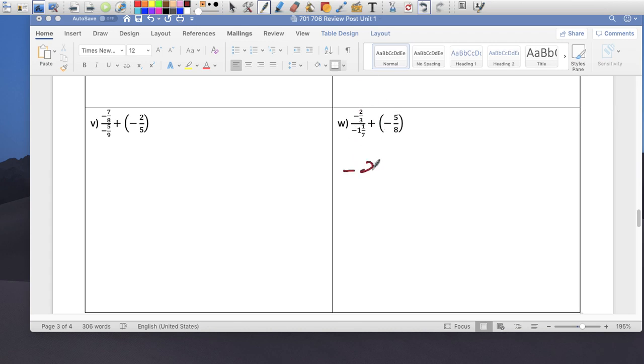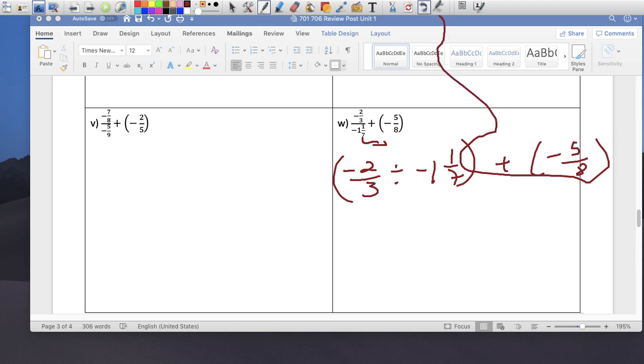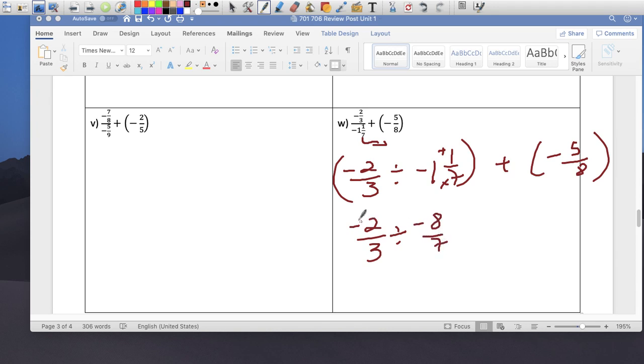Same thing. Negative 2 over 3. Let me just write it out differently. Divided by negative 1 and 1/7. So that's what this looks like right here. And then plus negative 5 over 8. Negative 2 over 3 divided by, this is times and plus 7. It's going to be negative 8 over 7.